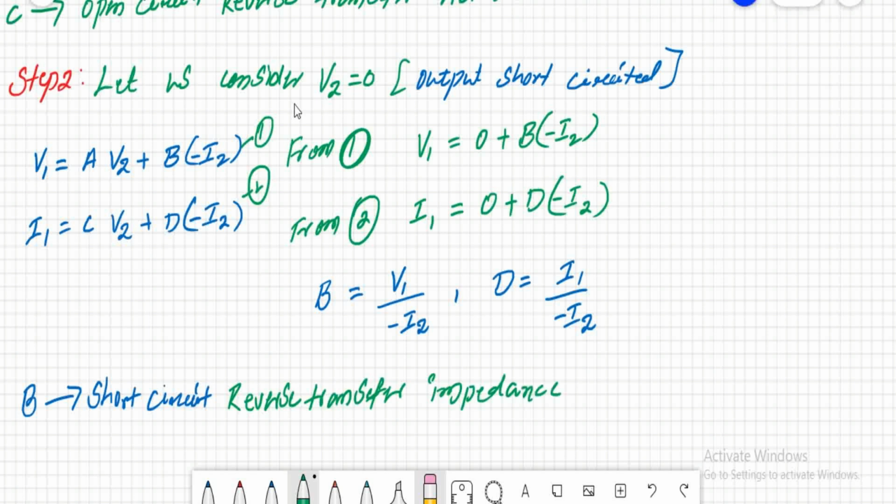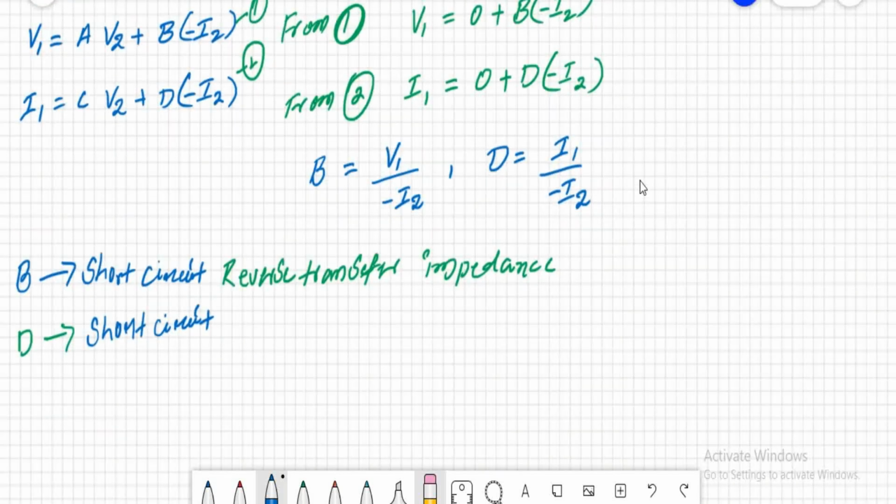And D is equal to short circuit I1 by I2. This is also reverse. So short circuit reverse transfer current gain. Reverse transfer current gain. So this is your current gain, that is your voltage gain.